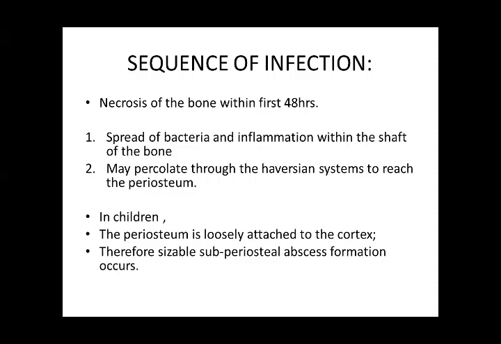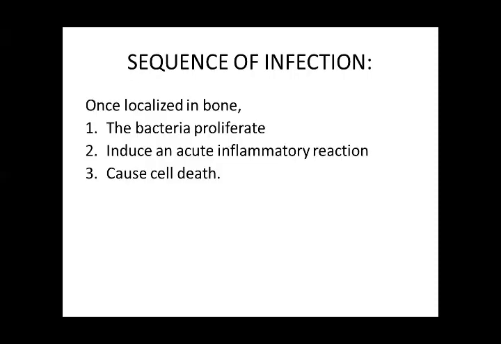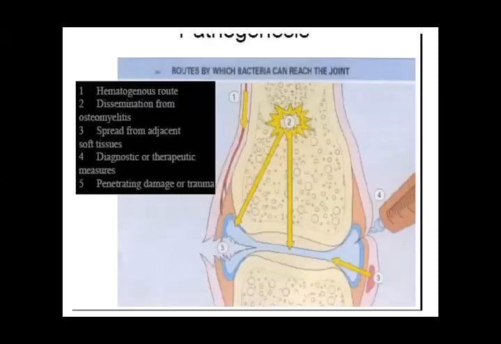The process happens in the first 48 hours. Once localized in the bone, bacteria proliferate rapidly. They love such an unhealthy environment and induce an acute inflammatory reaction that causes cell death. So these are the sources of infection going in: hematogenous route disseminated from osteomyelitis, spread from adjacent tissue, and diagnostic or therapeutic measures and penetrating damage or trauma.